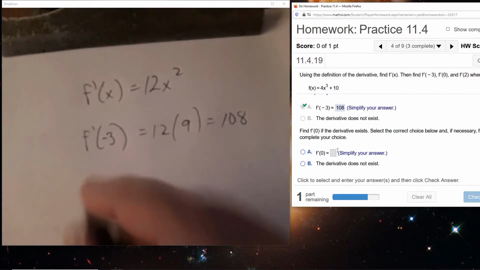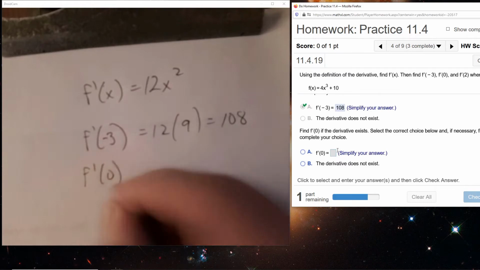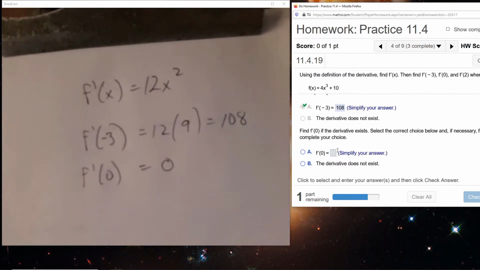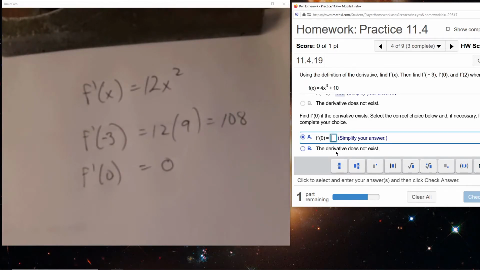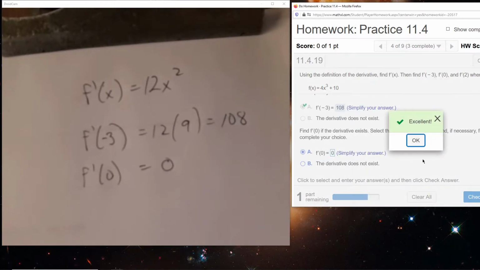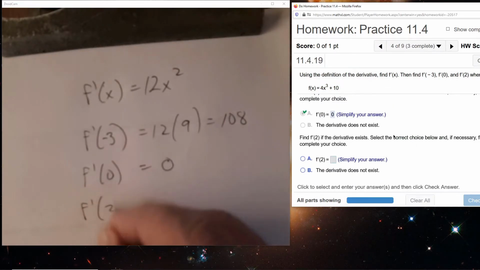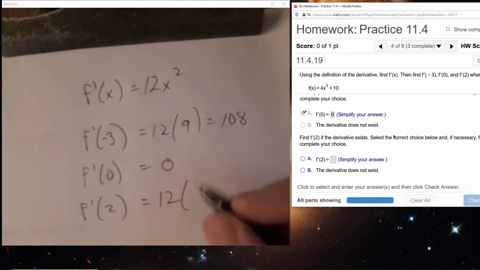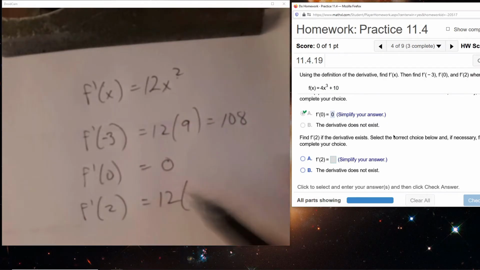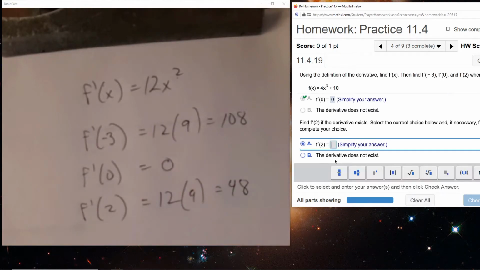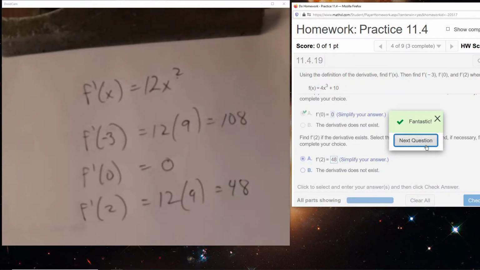And now we want f prime of 0. All right, well, 0 times 12 is 0. And then we want f prime of 2. So that's 12, and 2 squared is 4. Get us then a 48. And there is question 4.